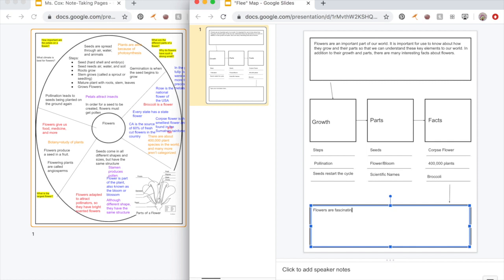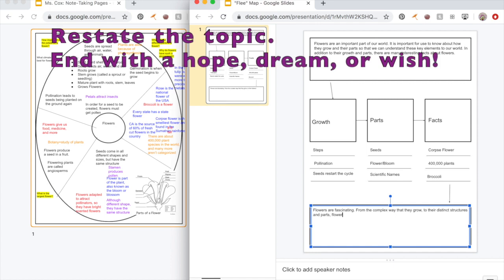The last step is to write your conclusion paragraph. It should just be a couple of sentences, and it should restate your topic, review some of your subtopics, and end with a hope, dream, or wish.